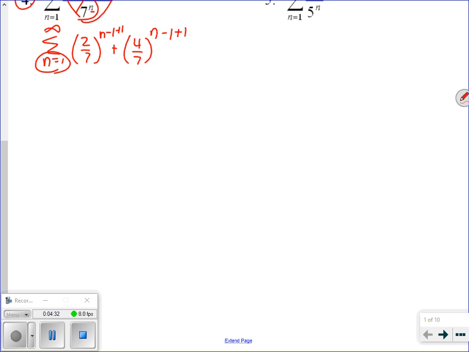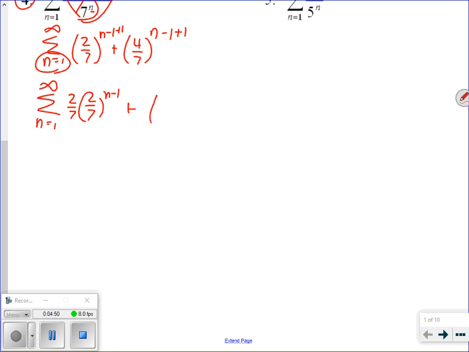So you can have for the first one, for the summation n equals 1 to infinity, you can have 2 over 7 to the n minus 1. But then you're going to have it multiplied by 2 over 7 to the first, which is just 2 over 7.